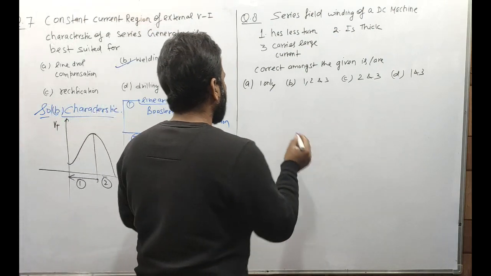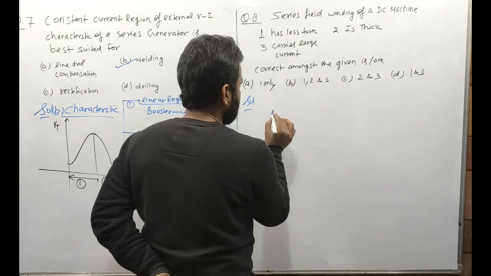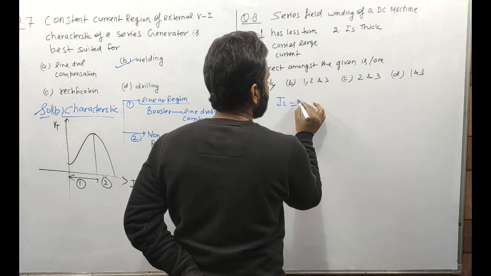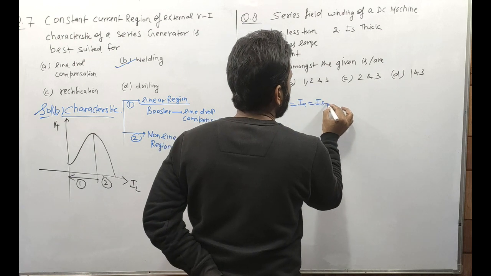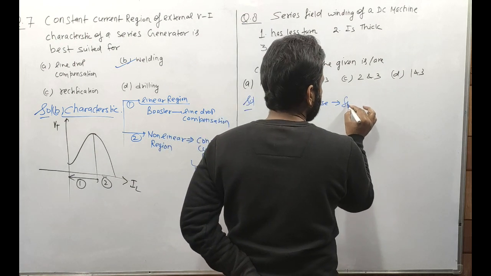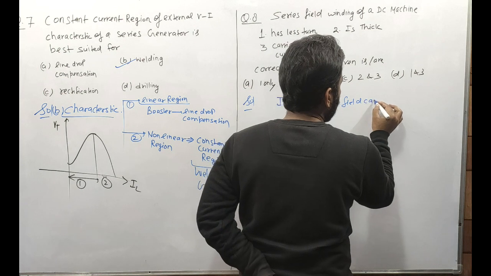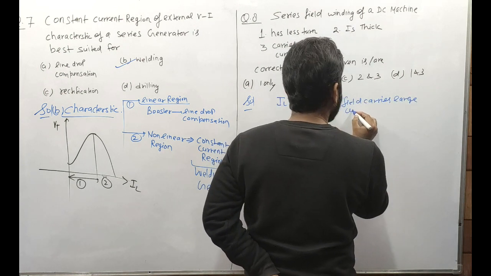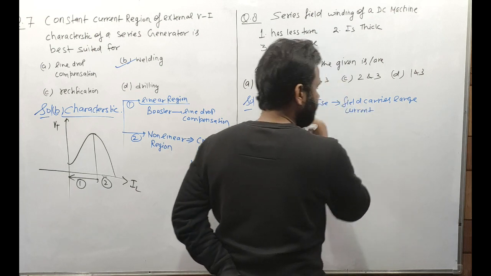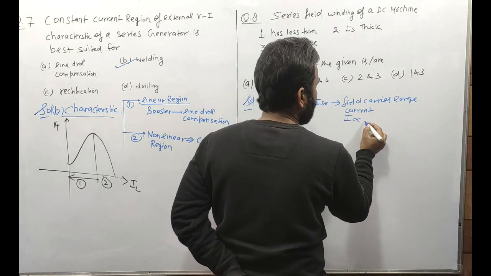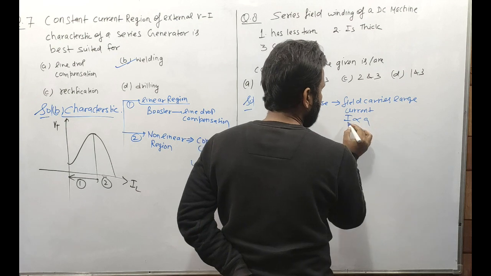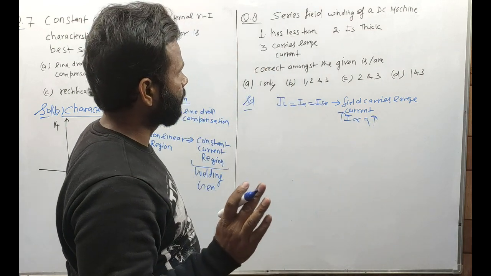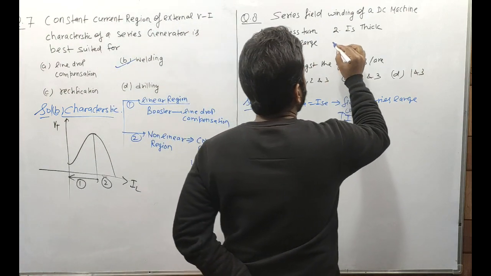ठीक है. So solve करते हैं इस क्वेश्चन को. Now अगर मैं बात करता हूँ, in case of series generator, the load current is equals to the armature current, so ISC. So field carries large current because these are connected in series. So current is proportional to area or dia. Then current increases, dia increases. So first statement is correct. ठीक है यहाँ तक.